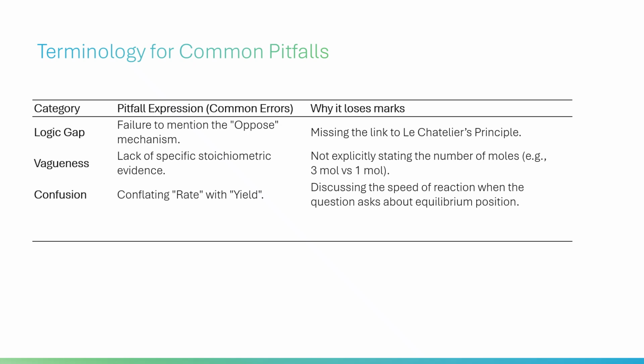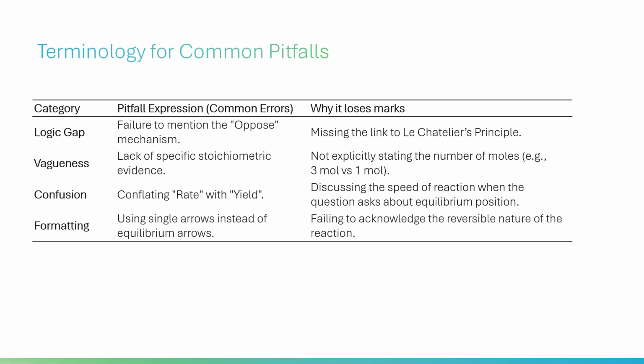Finally, do not let rate-yield confusion trip you up. Even if a temperature increase makes a reaction faster, for an exothermic process, it will always drive the equilibrium to the left, decreasing the yield. Keep your discussion of how fast separate from how much, and you'll secure those 2 marks.